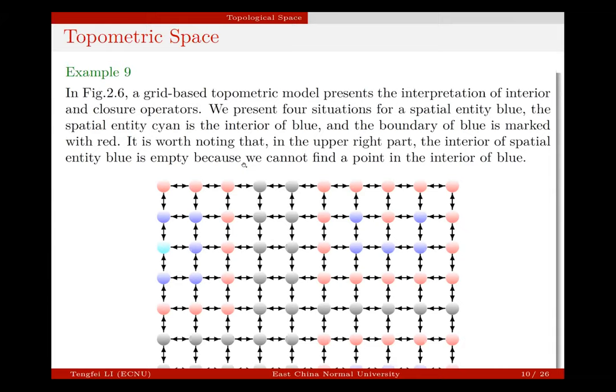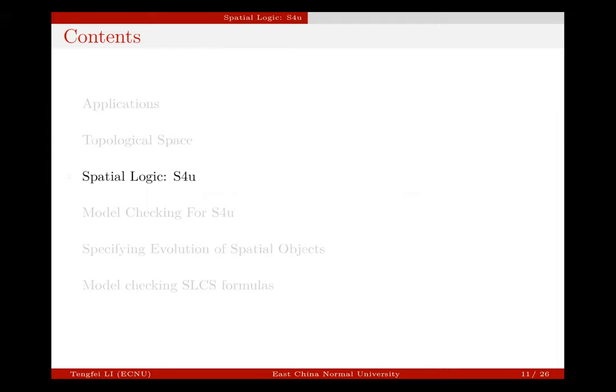Each of the border is marked, right, and so we can see on the upper right that the interval space in blue is empty, because we cannot find a point in the interval blue. So it's very obvious. So next, we give the spectral logic.